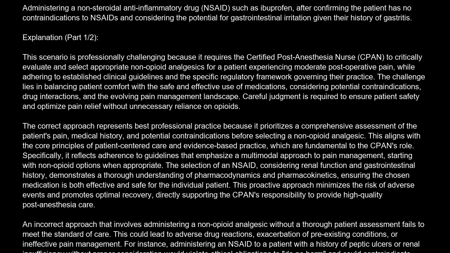An incorrect approach that involves administering a non-opioid analgesic without a thorough patient assessment fails to meet the standard of care. This could lead to adverse drug reactions, exacerbation of pre-existing conditions, or ineffective pain management. For instance, administering an NSAID to a patient with a history of peptic ulcers or renal insufficiency without proper consideration would violate ethical obligations to do no harm and could contraindicate specific drug classes based on patient factors.